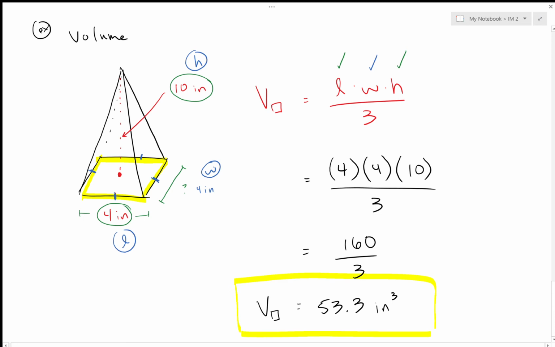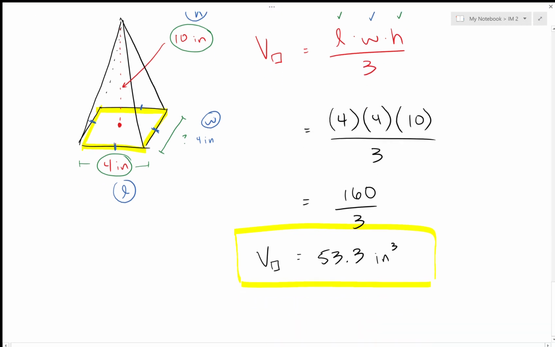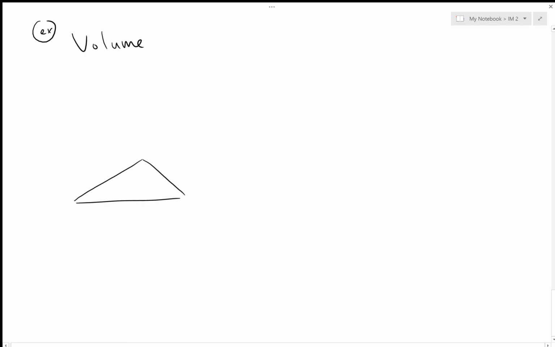All right, let's look at another one. So for example, let's go ahead and find the volume of the following. I can do better.